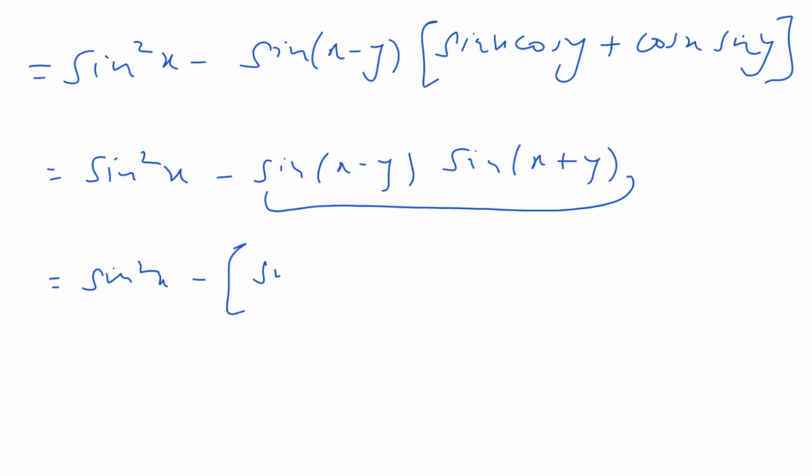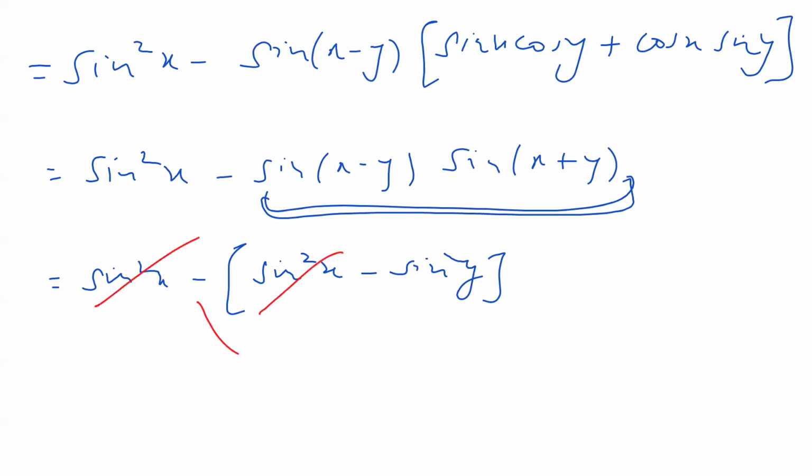Now this we have a direct formula: sin square x minus sin square y. This was from compound angle. So this and this got cancelled. Minus into minus is plus. This is equal to sin square y. Fine.